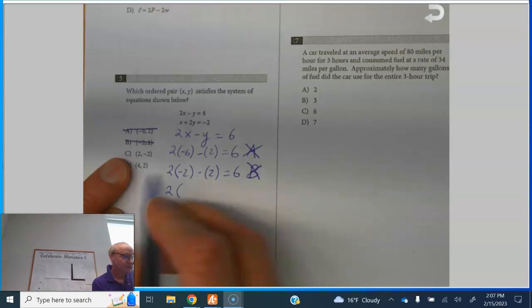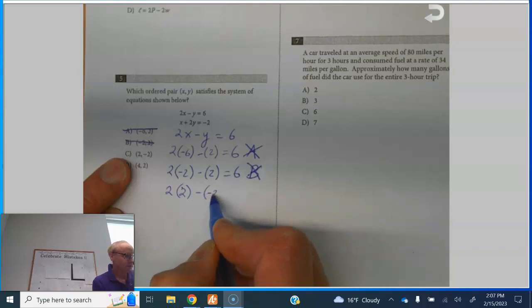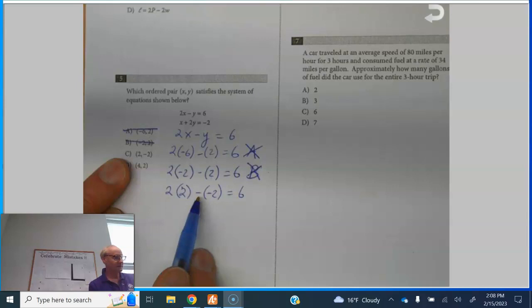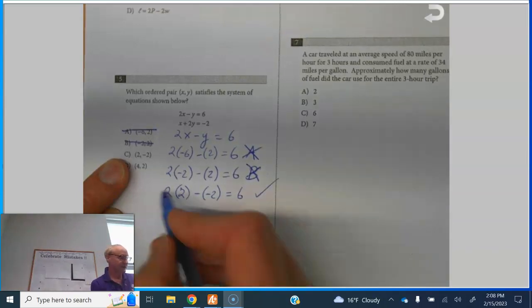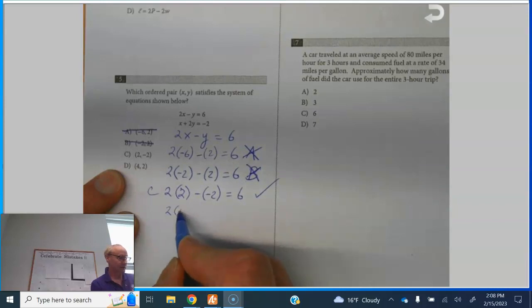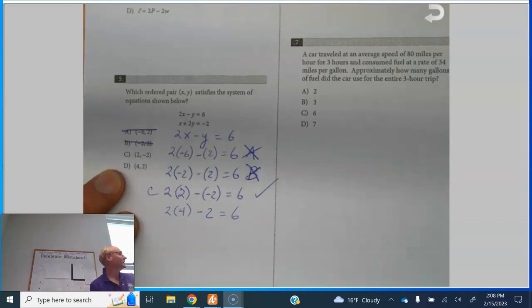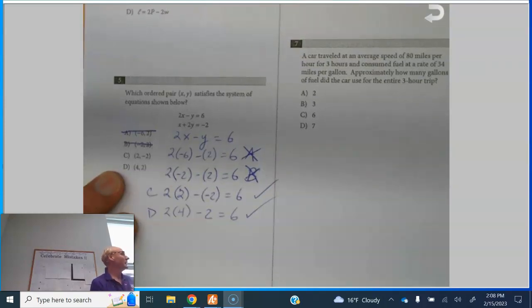2 times. I think that's 2 minus negative 2. That is 4 minus negative 2. See that double negative makes a plus? This is true. So C is a possibility. What about D? Is that true? 2 times 4 is 8, minus 2 is 6. So C and D are still on the table.